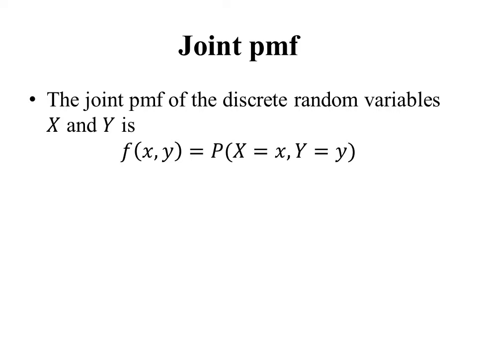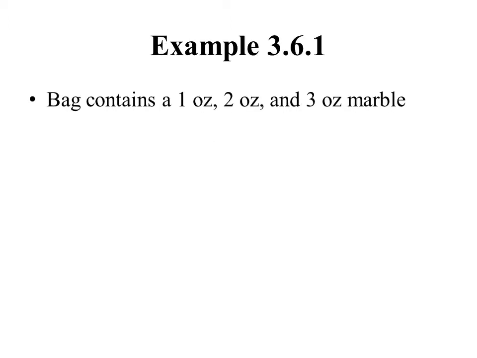A joint PMF is described by the function little f. Little f of x,y is defined to be the probability that X equals little x and Y equals little y at the same time. So to illustrate this idea, let's consider this simple example.